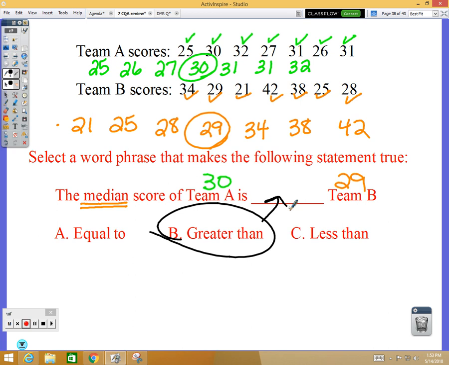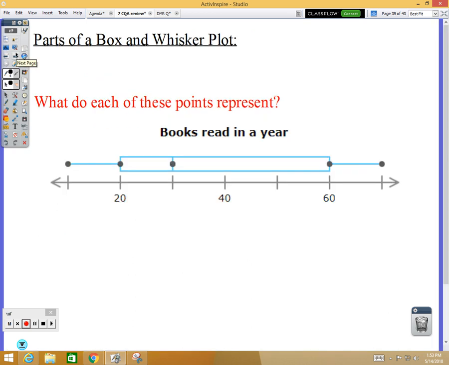All right, the last thing that I want to review with you are your box and whisker plots. So we've spent some time making them. You're not going to have to make one, but you're going to need to know what the numbers represent. So let's look at this here. Do you remember what this point is, the smallest point? You remember what that's called? Very good, lower extreme.